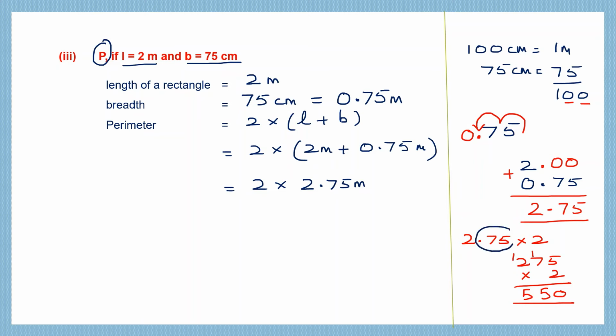There are 2 decimal places. That means 2 digits after the point. In our answer also, there should be 2 digits after the point. So it becomes 5.50. So we have found the perimeter. Perimeter is equal to 5.50 or 5.5 meters. So this is our answer, 5.5 meters.